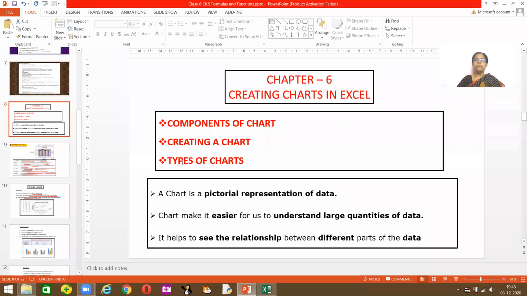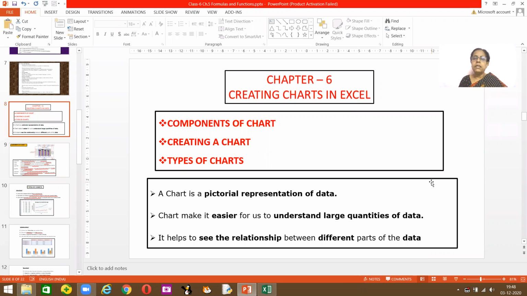So here, creating charts in Excel. What is a chart? Chart is a pictorial representation of the data that we had entered, that is the marks and the total and everything. That's the data. Whatever data you have entered, we are going to make it in a picture form.